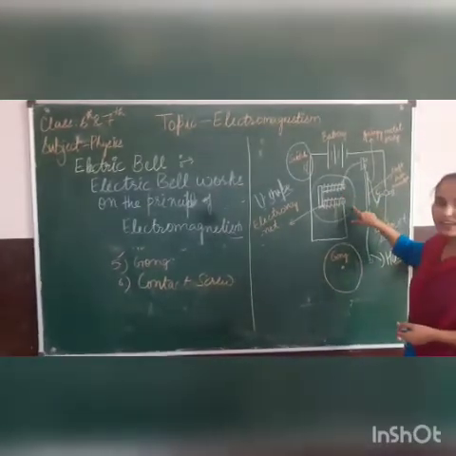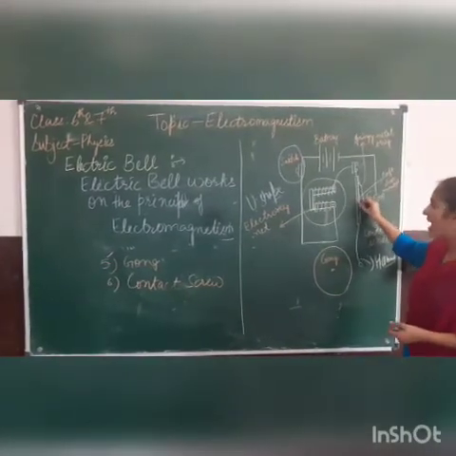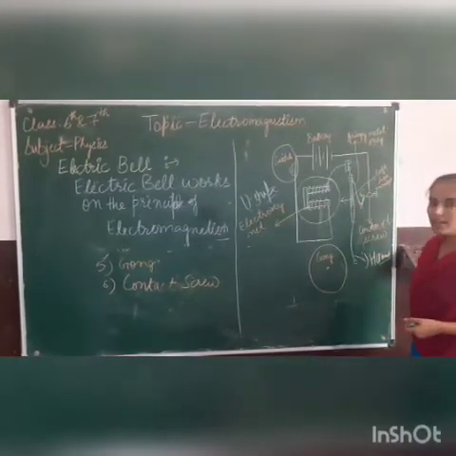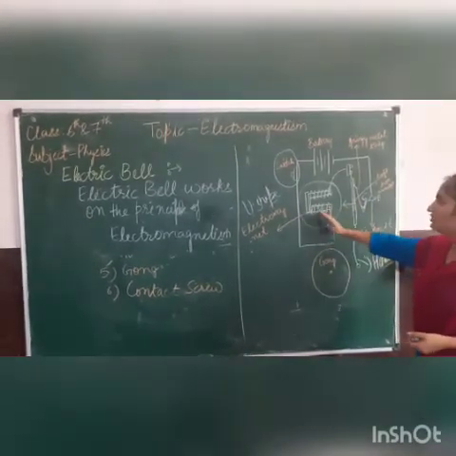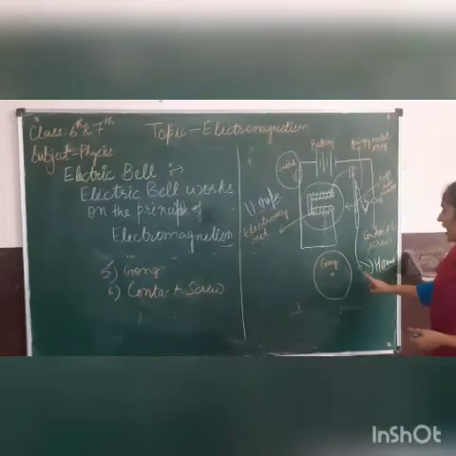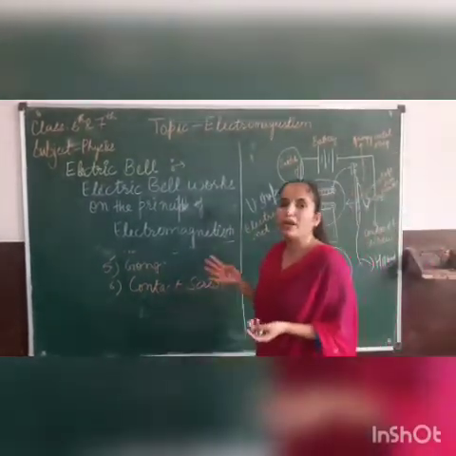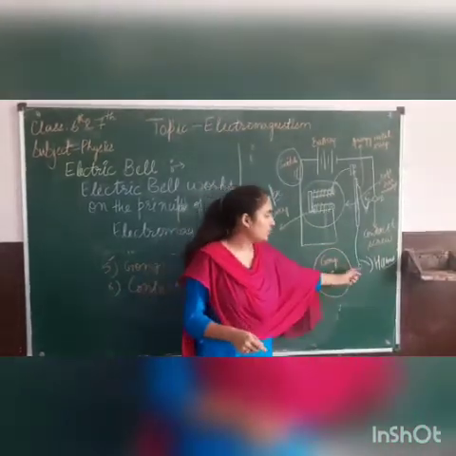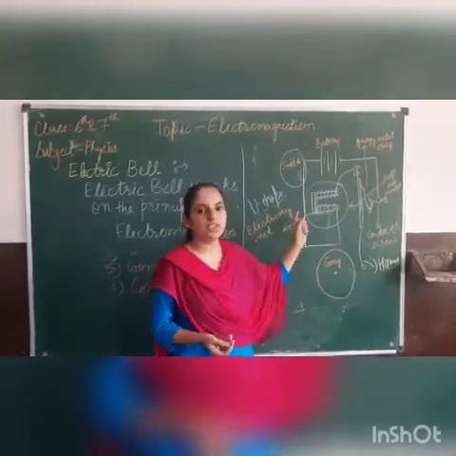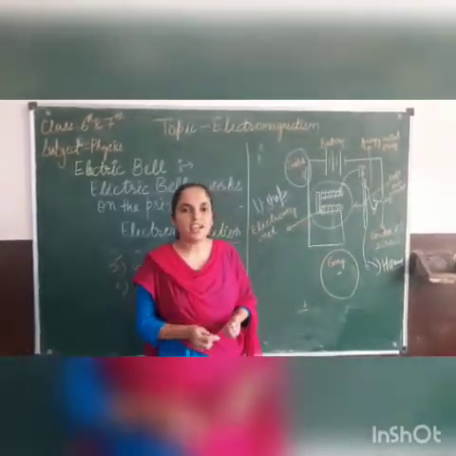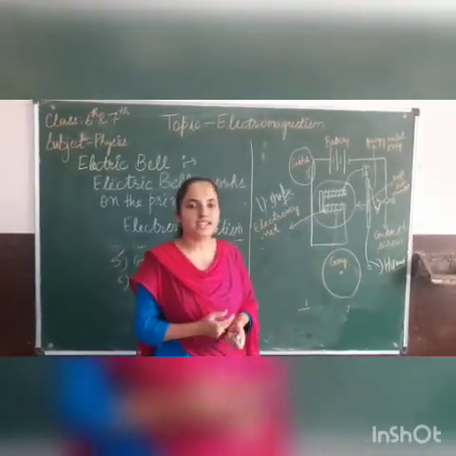Whenever it gets magnetized, here you see is the iron armature. This iron armature will get attracted due to the magnetic field of this electromagnet, the hammer pushes the gong, and in this way the bell rings. But you see in your homes that the bell does not keep ringing and ringing when we push the switch. It rings for a particular time, and after 5 to 6 seconds it stops.